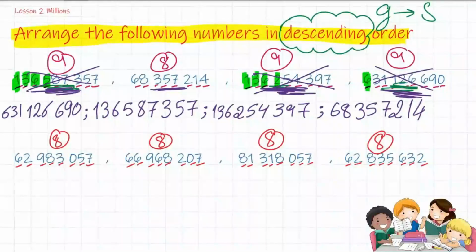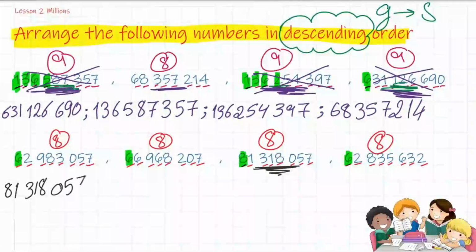So let's compare the last digit to the left of each number. We have here 6, we have here 6, and we have here 8, and we have here 6. So the greatest number is which has 8. So of course this will be the greatest number. So let's write it here. It will be 81,318,057. Okay, let's cancel it out and let's continue to compare between the numbers here.